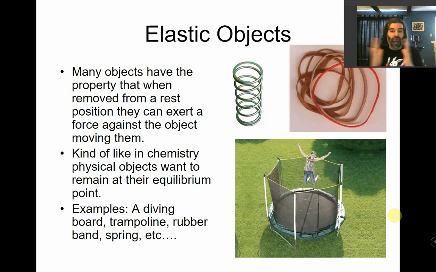So either if they're compressed or if they're stretched, they exert a force proportional to how much they're stretched or compressed because they want to go back. Basically, it's a lot like physical chemistry, where objects want to remain at an equilibrium point, a size they like to be. So examples are things like diving boards, trampolines, rubber bands, springs, anything that, when you stretch or compress them, gets a force that pulls them back to their initial shape.